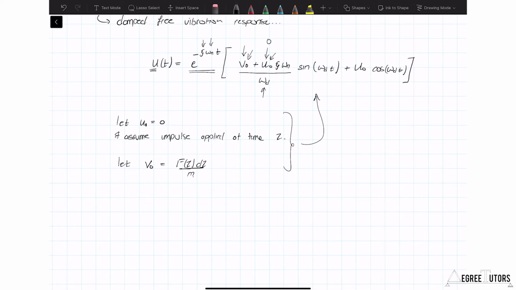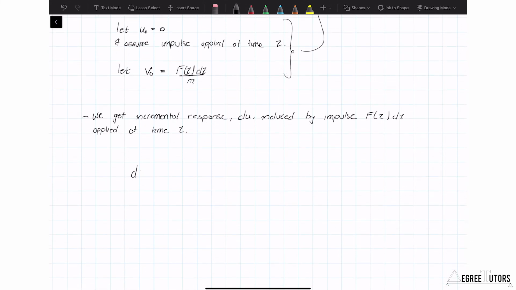You're going to get the incremental response, which we're going to call du rather than u, induced by the impulse f of tau d tau applied at time tau. That looks like the following: du of t is equal to e to the minus xi omega n (t minus tau). So t minus tau now represents the time that has elapsed since the impulse was applied. Remember, the impulse is applied at time tau, and t minus tau is just the time that has elapsed since then. So we've got that damping term times all of this stuff in here.